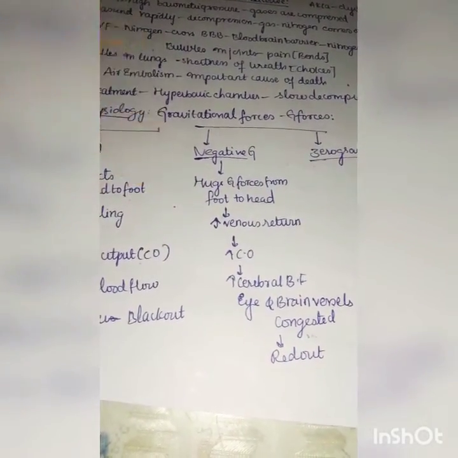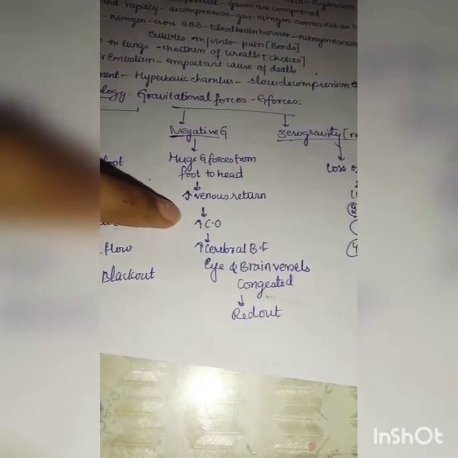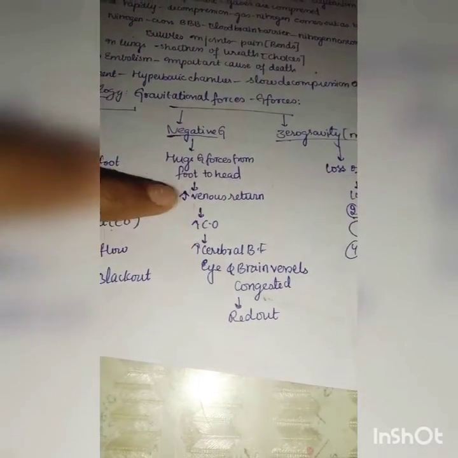So this is blackout. Whereas negative G is a huge gravitational force acting from foot to the head. Positive is in the direction from head to foot, whereas negative is in the opposite direction, from foot to head. Here the venous return increases. You can understand this: since the blood is coming upward from the inferior vena cava, there is more blood flow, so more venous return. If there is more venous return, there is more cardiac output. More cardiac output leads to an increase in cerebral blood flow, especially in the eye and brain vessels. They are congested, so that you can see a red out. So here blackout, here red out.